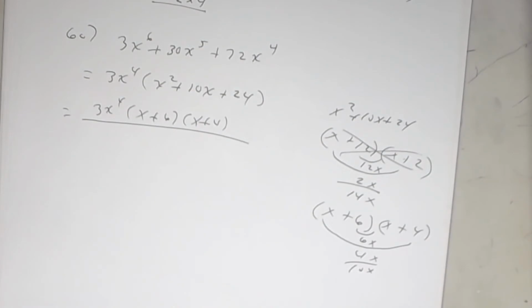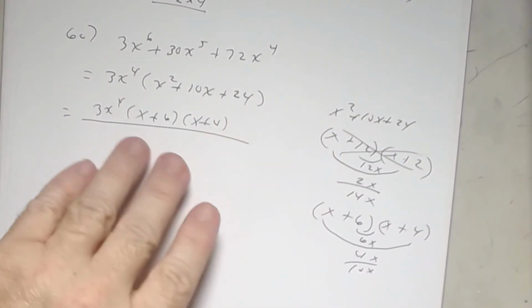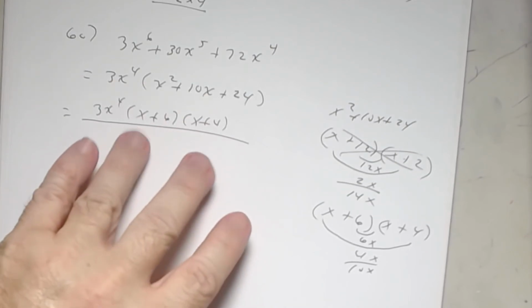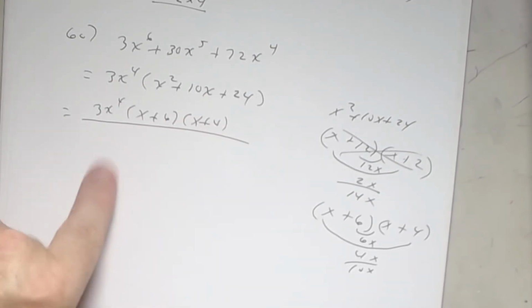Remember, always put the monomial first. Someone could have put x plus 4 second. Yes, so you could have said x plus 4 times x plus 6, but always put the monomial first, out in front.